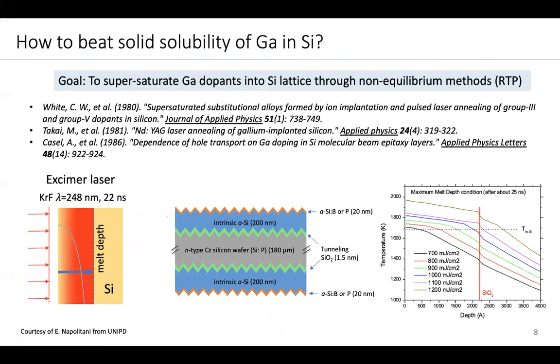So for our preliminary experimental work, we collaborated with the University of Padova in Italy and used an excimer laser to rapidly melt and lock the dopants in place. The goal is to use this non-equilibrium method to overcome the solid solubility limit. Simulations were performed to determine the desired laser energy densities, and we can see from this graph, an energy density below 1100 millijoules per centimeter squared is needed to not melt this tunneling oxide as shown here.